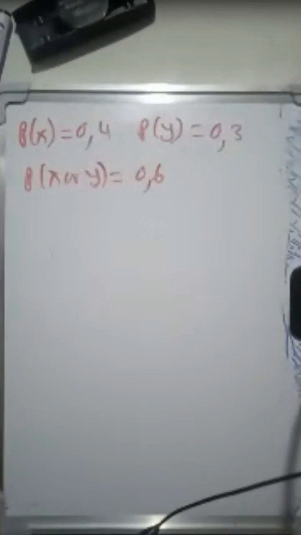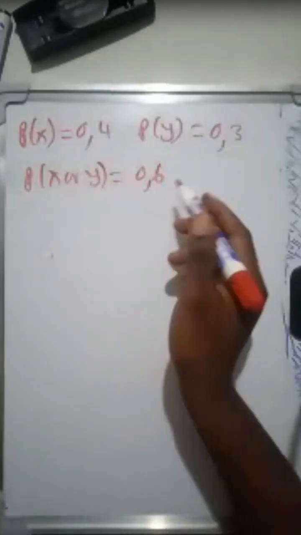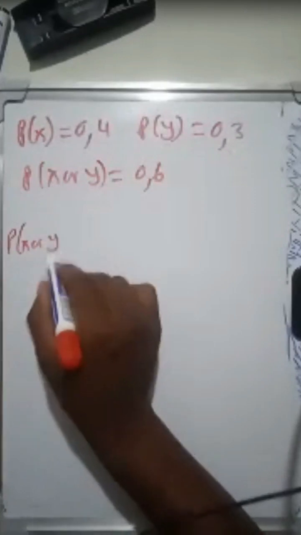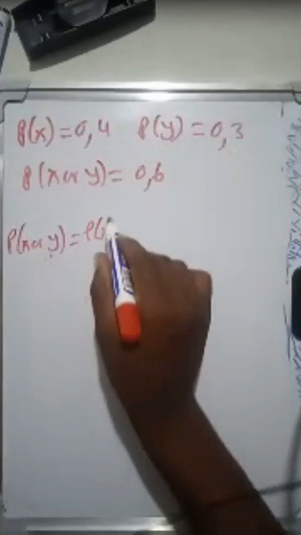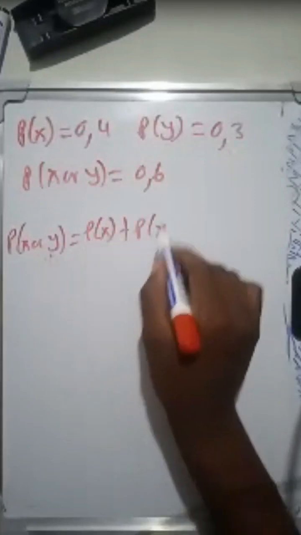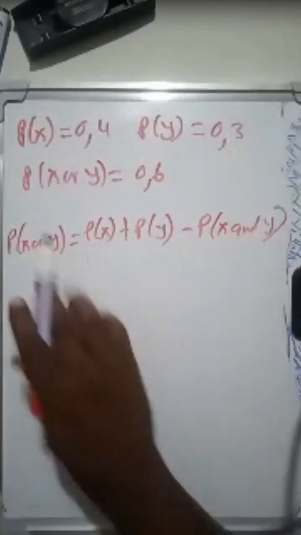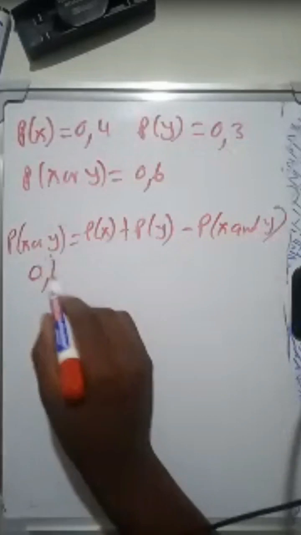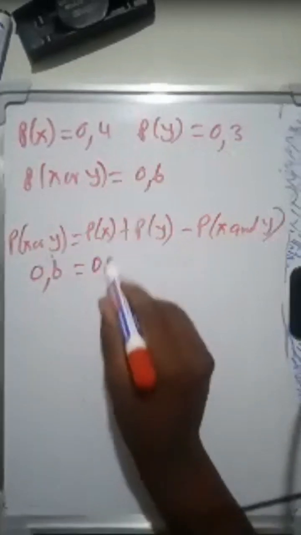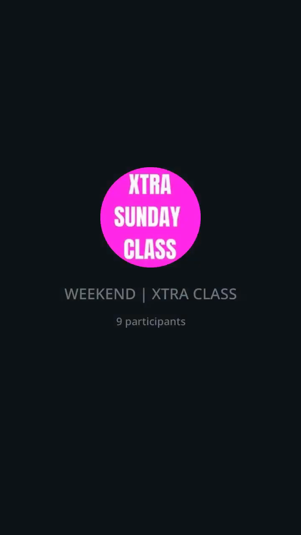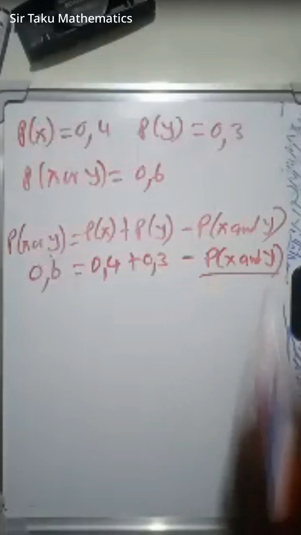Determine probability of x and y. Right? So if we check from there, again, we're going to use what? The general rule. The general rule is going to be probability of x or y is equal to the probability of x plus the probability of y minus the probability of x and y. This one we have, that is 0.6. This one, 0.4 plus 0.3 minus probability of x and y. That is the unknown. Okay?